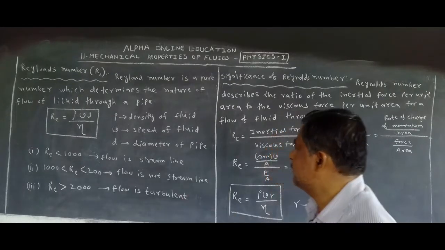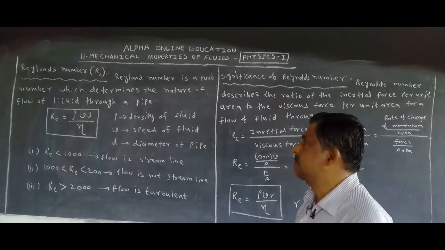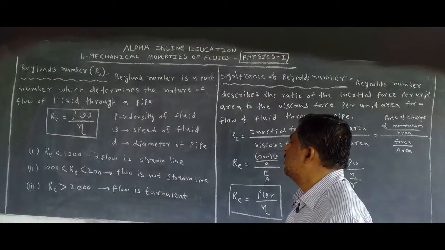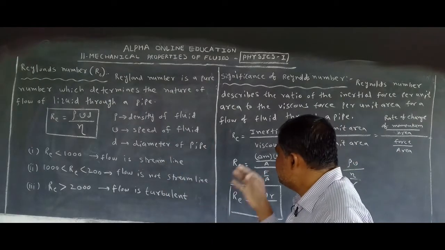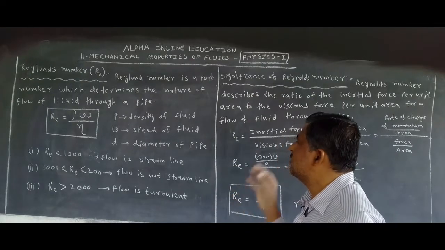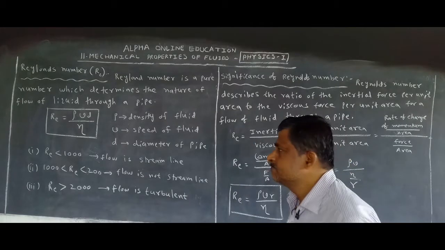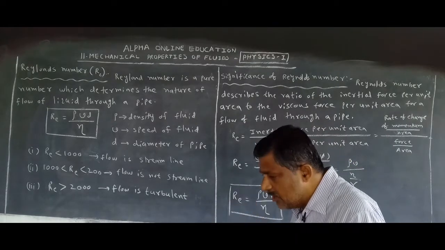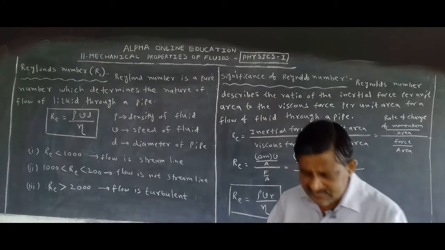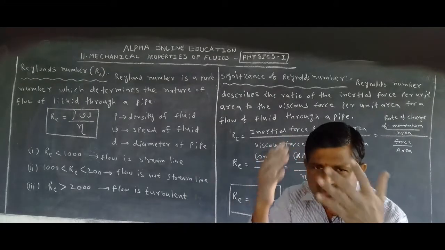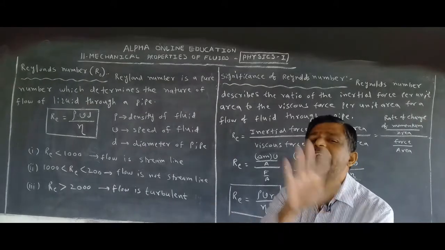Now what is that? Reynolds number, denoted by Re. What is a Reynolds number? Reynolds number is a pure number which determines the nature of flow of liquid through a pipe. What are the natures? Steady flow or streamline flow or turbulent flow, that we can identify.